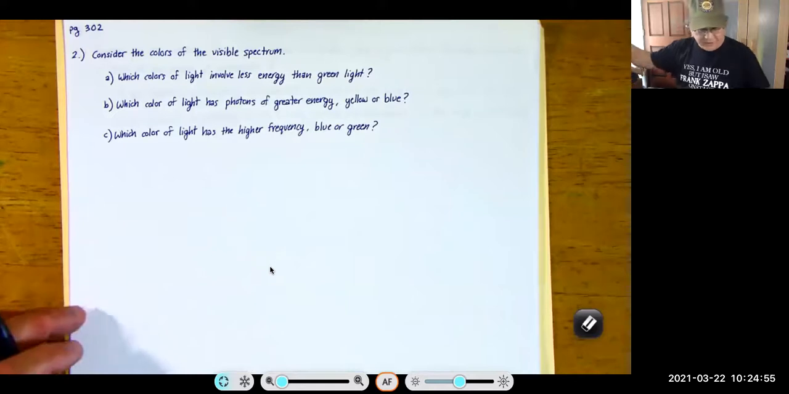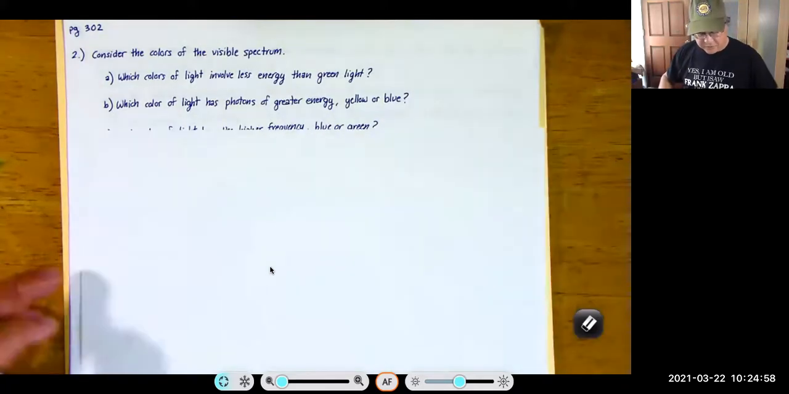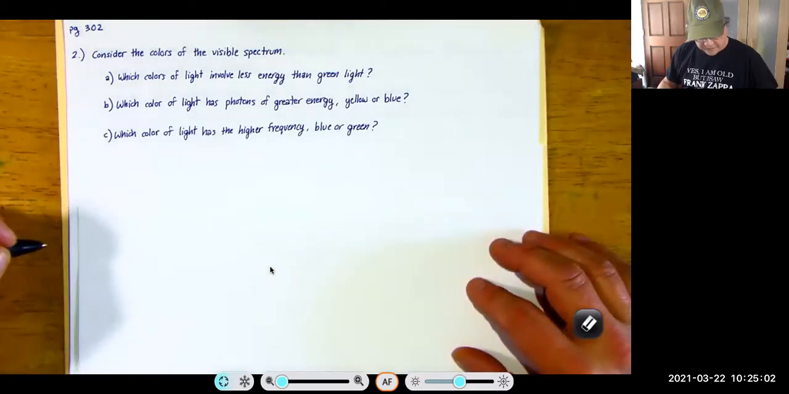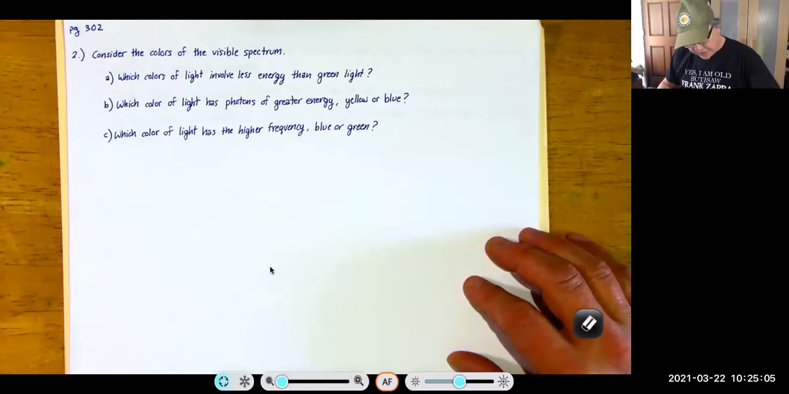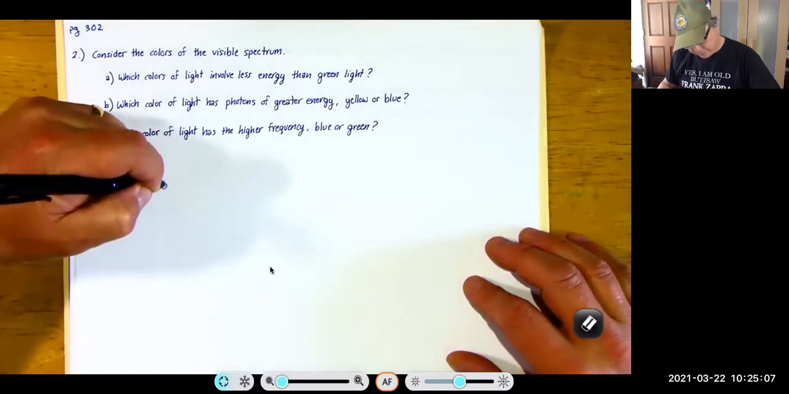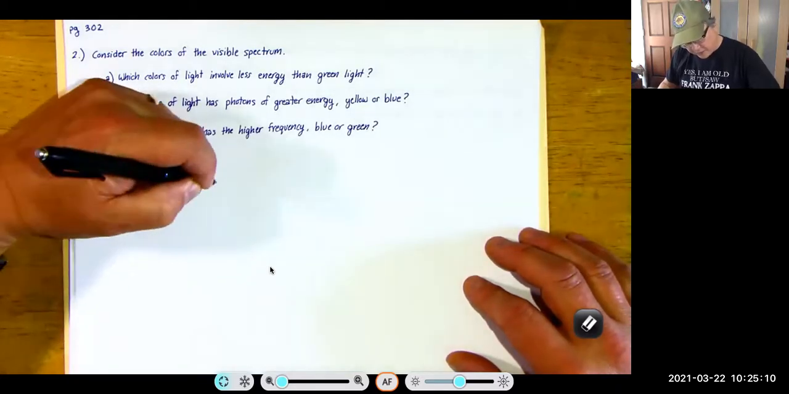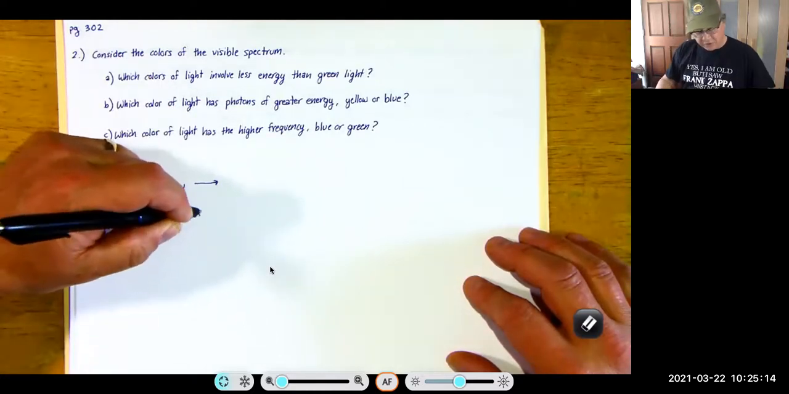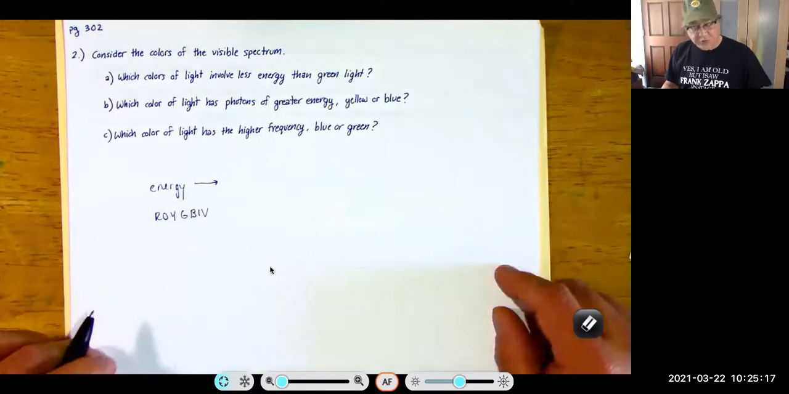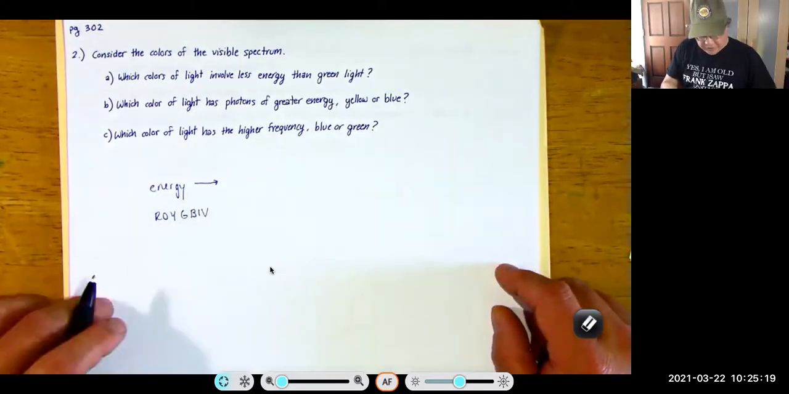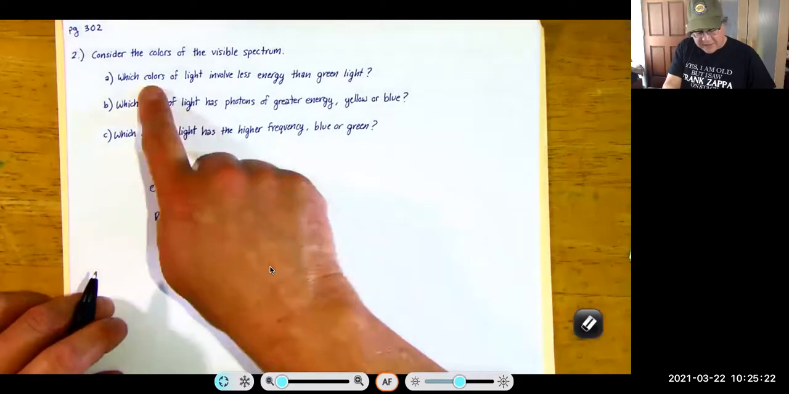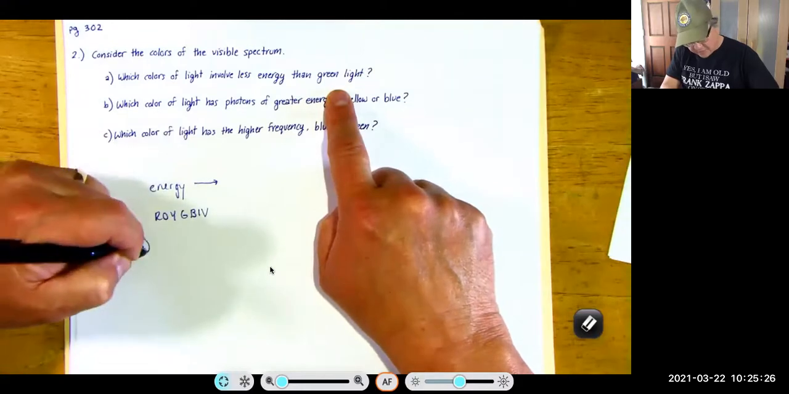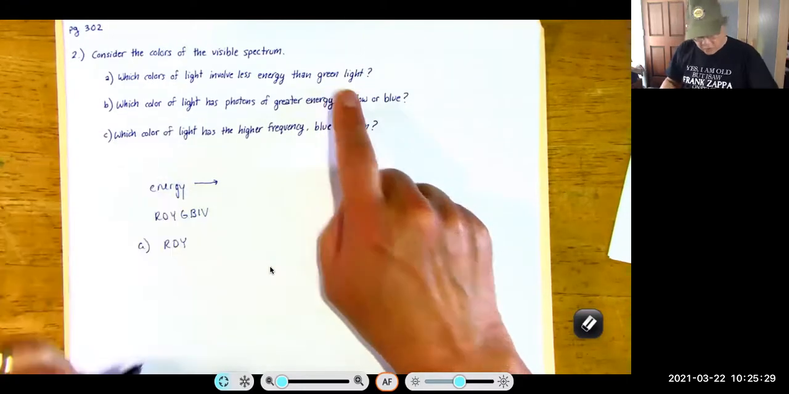So consider the colors of the visible spectrum. Which colors of light involve less energy than green light? So if we want to use the energy model, where energy increases to the right, we get to use ROY G. BIV. So remember, this arrow points to greater energy. So what colors of light involve less energy than green light? The answer to A would be ROY. Red, orange, yellow.